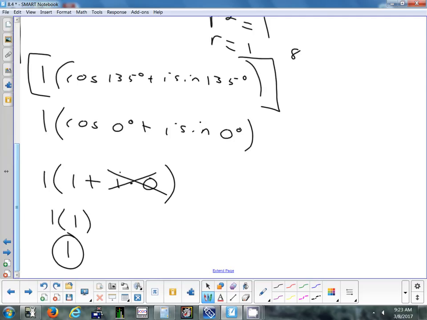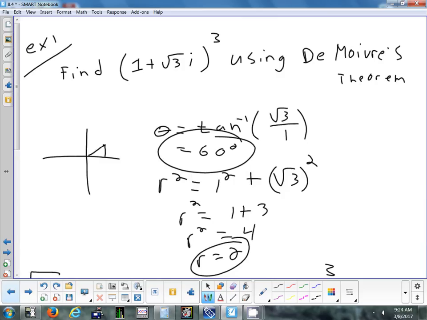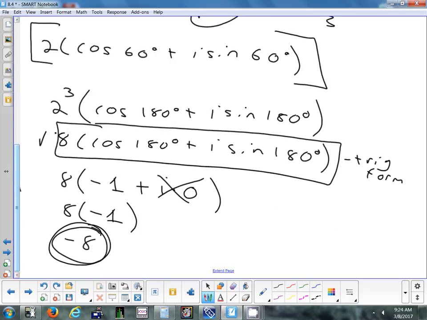Any questions on that one? Yeah. So let's go back and look at example 1. Okay, what did I do in example 1 here? What operation? What's the problem asking me to do? Raise it to a power. What power specifically? 3. Yeah, I cubed something. So if you take this and cube it, you get that.